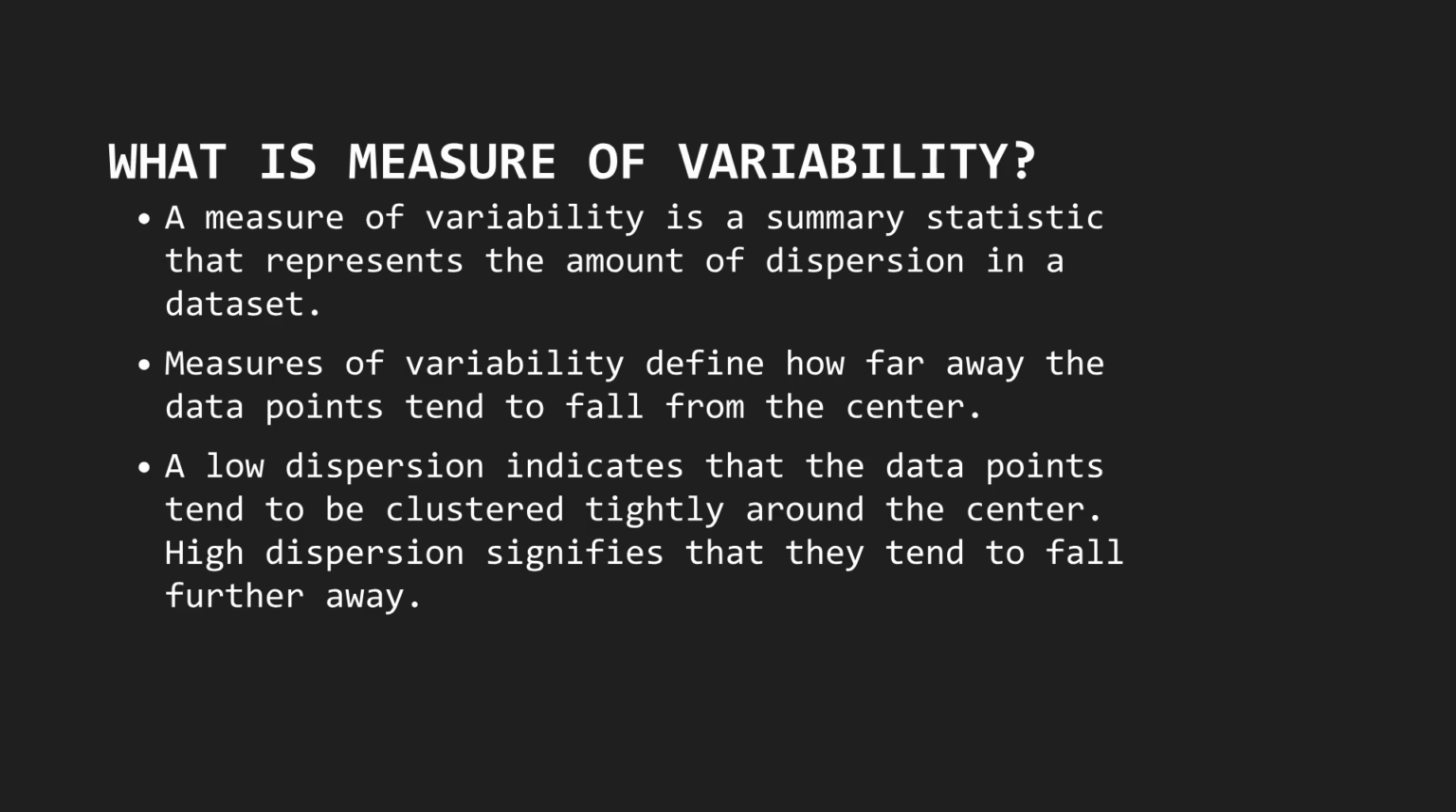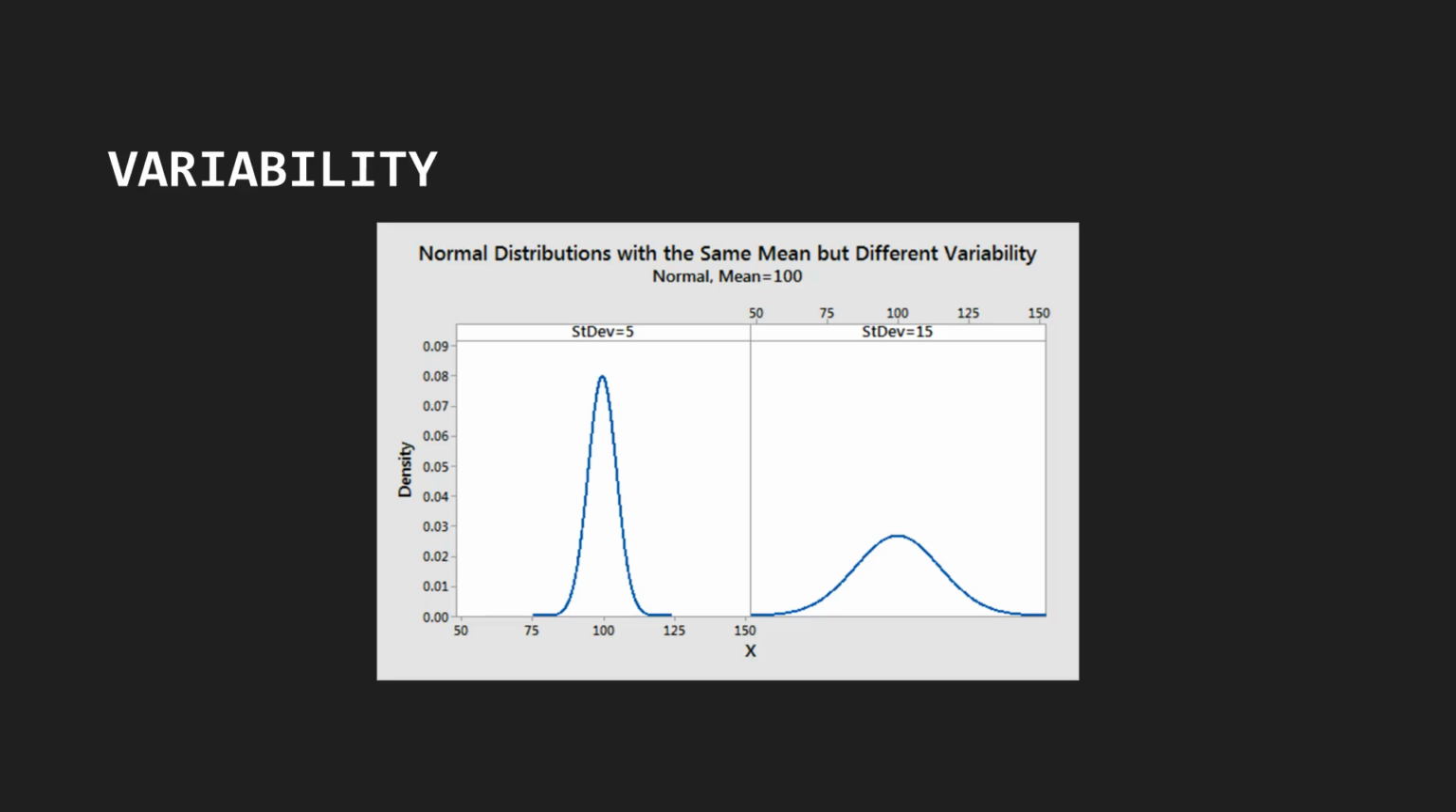A measure of variability is a summary statistic that shows the dispersion in a dataset. It defines how far data points tend to be from the center. Low dispersion means data points are clustered, while high dispersion means they are spread out. This visual illustrates how variability can differ, even when the mean is the same. A narrower curve indicates lower variability, while a broader curve shows higher variability.